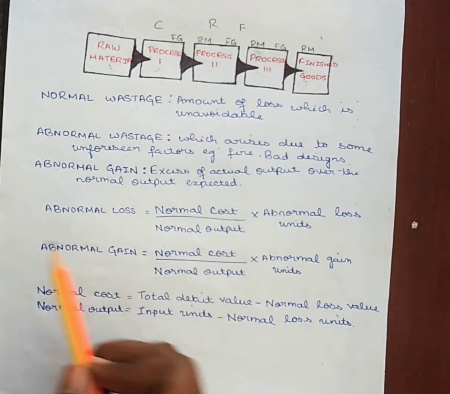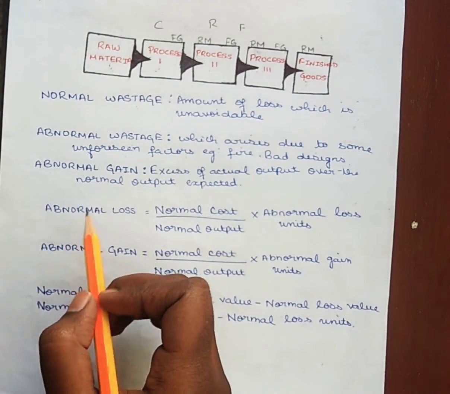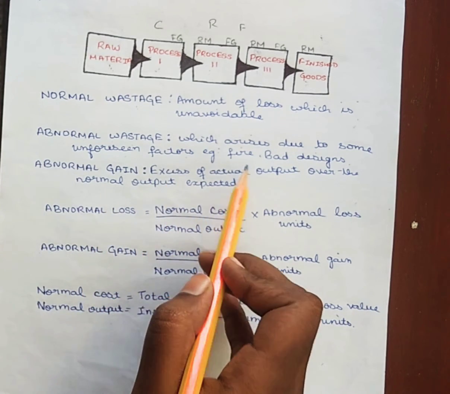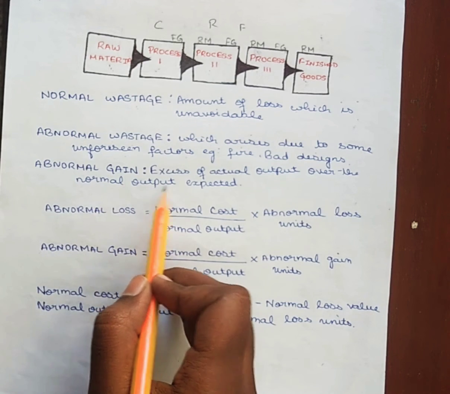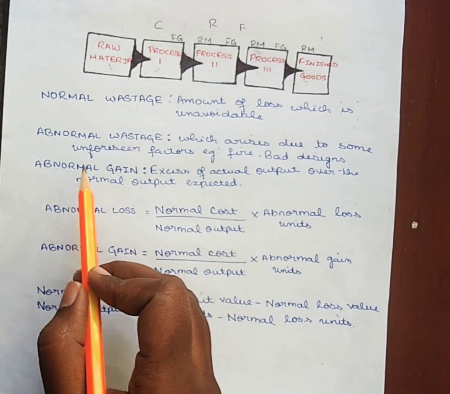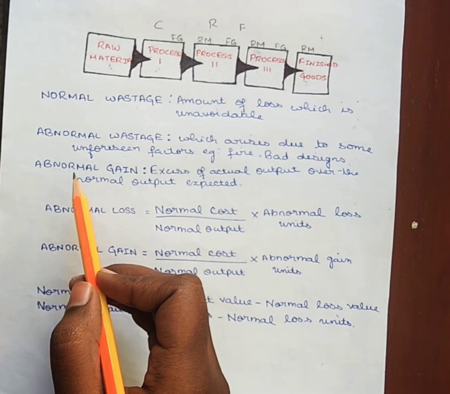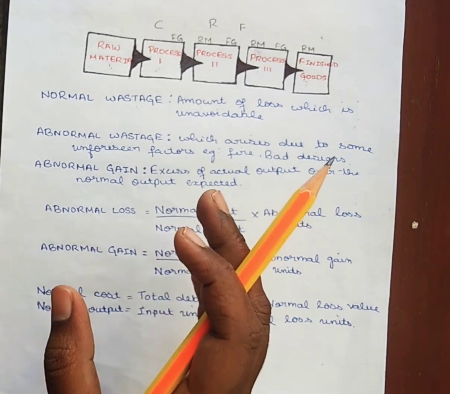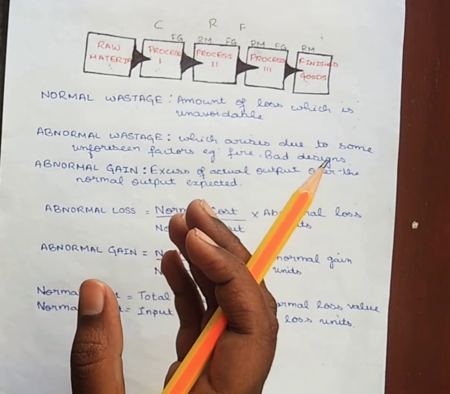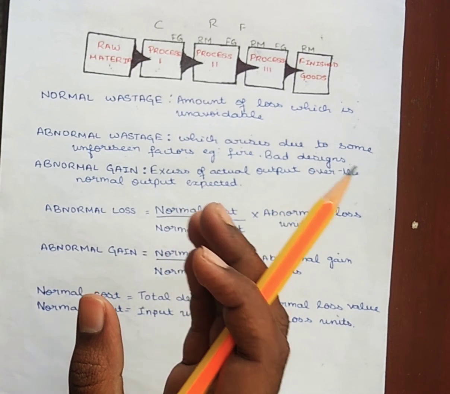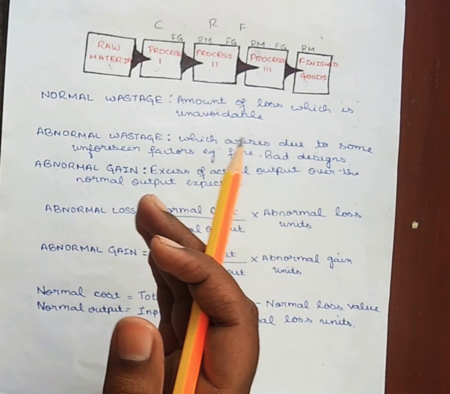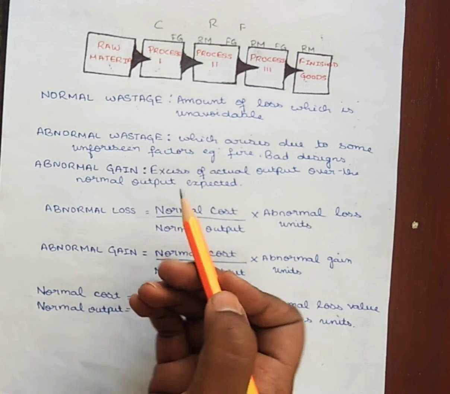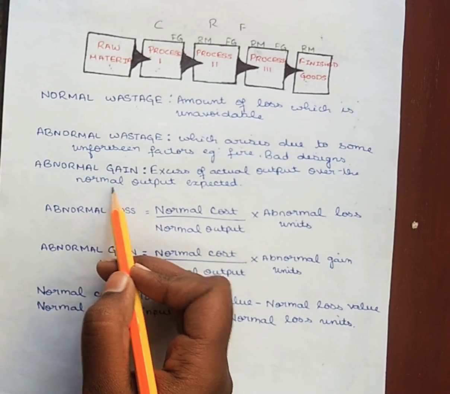And then we have abnormal gain. Abnormal gain is nothing but the excess of actual output over the normal output expected. Which means, I am expecting some loss, I am expecting that this amount of loss will happen. But when the loss which has happened is less when compared to what was expected, then it is considered to be abnormal gain.